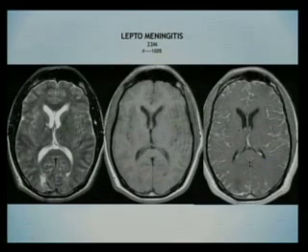This is the T2, this is T1 non-contrast, T1 with contrast. Normally you should see sulci that are black like that, just like CSF. And here, it looks like every single square inch is occupied by enhancement. So this is leptomeningitis.